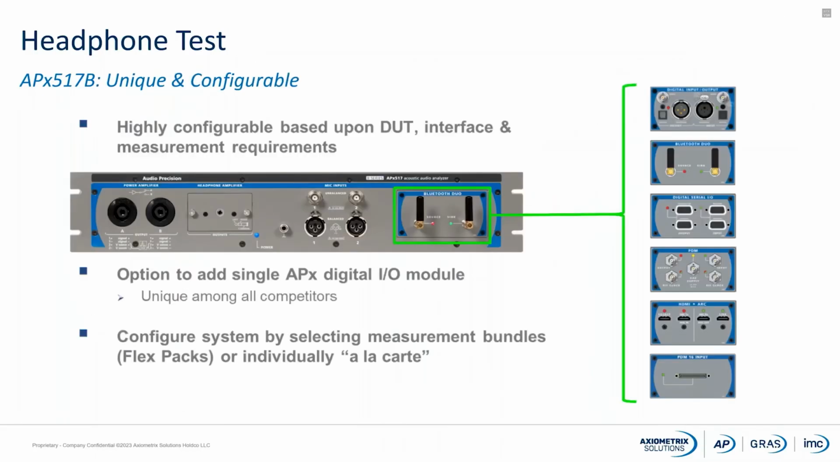As I mentioned, we have this slot here where you can mount optional modules, and we have different options here. I already mentioned the Bluetooth Duo module that can be used for testing Bluetooth headphones or any Bluetooth compatible device such as automotive head units or smart speakers. But we also have other modules such as the digital serial inputs and outputs, PDM, HDMI, ARC, and others.